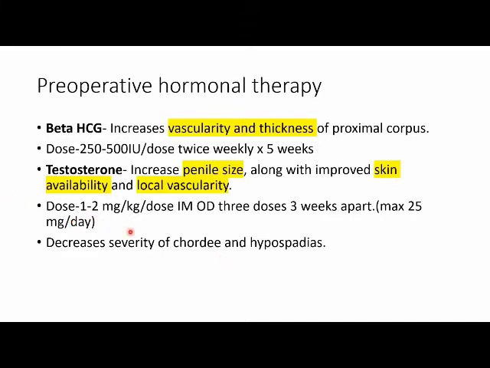The dose of testosterone which we use is 1 to 2 mg per kg per dose as an IM dose, given as a once-daily stat dose, three weeks apart. Every 21 days you will give one dose, and in total there will be three doses. The maximum dose you can give at once is 25 milligrams per day.